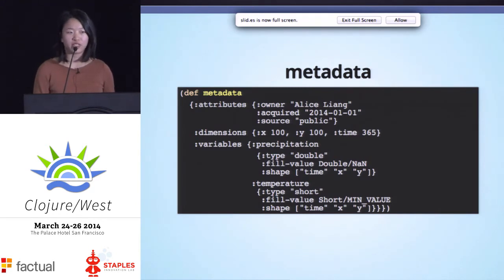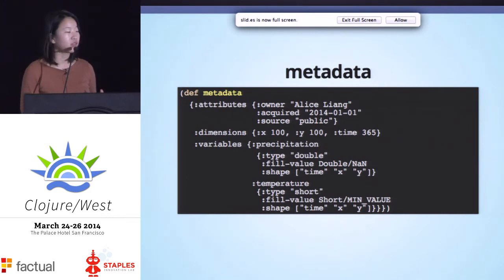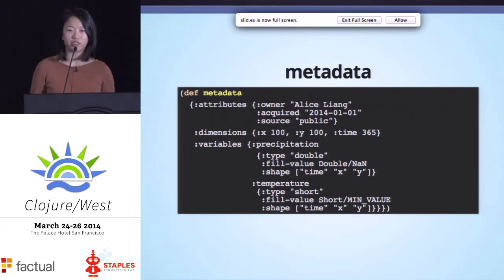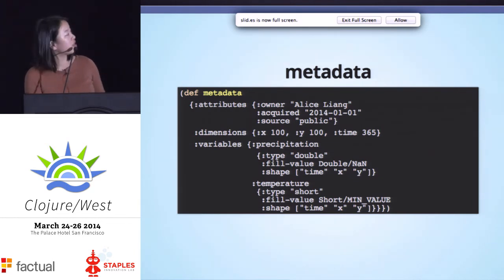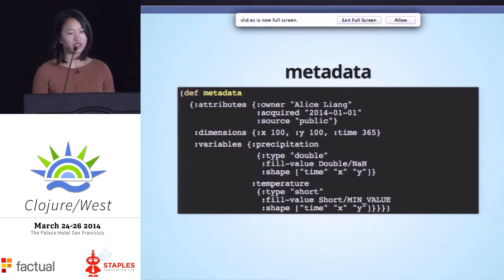What metadata looks like is just a Clojure map. So we have some attributes. I own this data. We acquired it January 1st, 2014, and maybe the source is public. The dimensions are x, y, and time, and it's 100 by 100 by 365. And maybe we have two variables, like precipitation and temperature, in this data set. You can see that they have types. They're just Java types, and they have different fill values because of how the Java types are, and they're defined on x, y, and time both. Great.